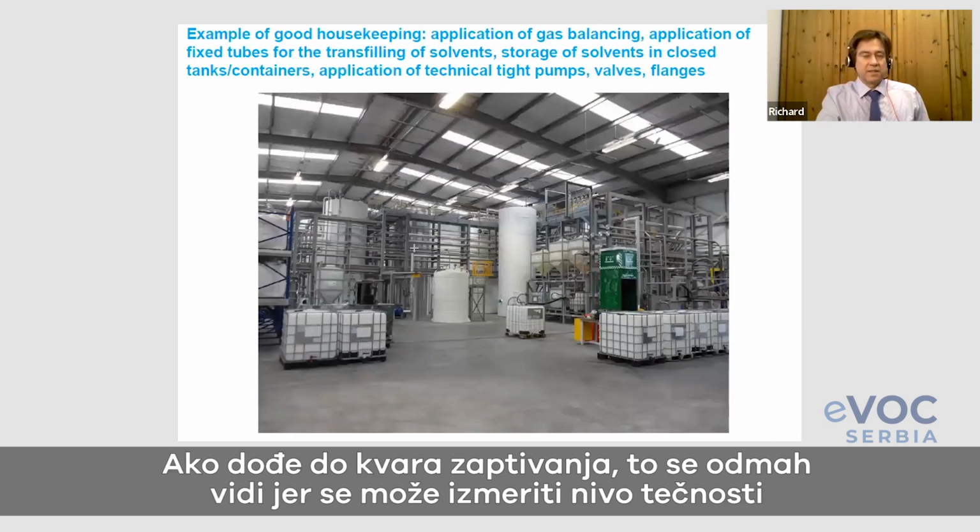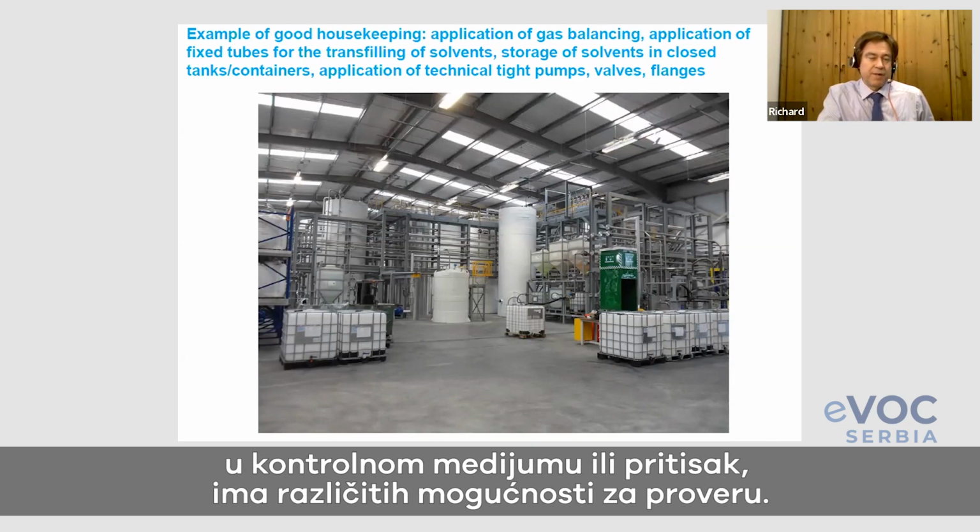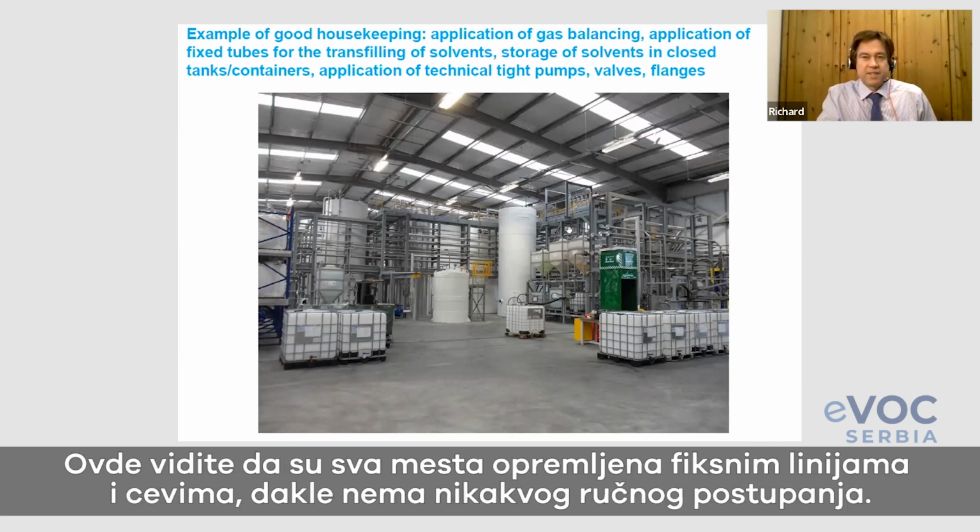So if there's a failure in the seal, you can recognize it at once, because you can measure the liquid level of that barrier media, or you can measure the pressure and so on. There are different possibilities to check this. Here you see all are equipped with fixed lines and tubes, so no manual handling takes place.